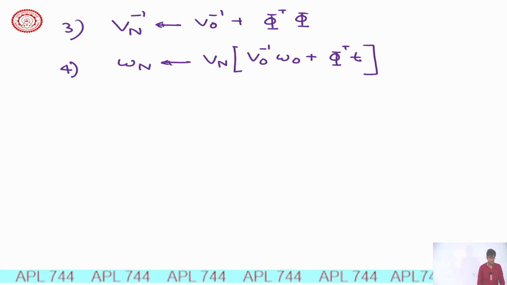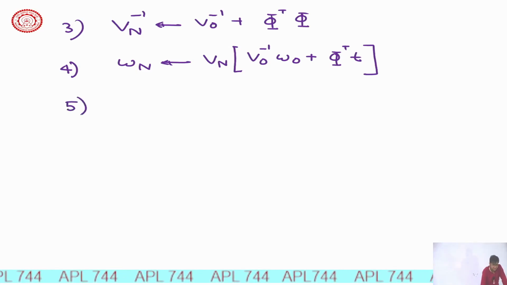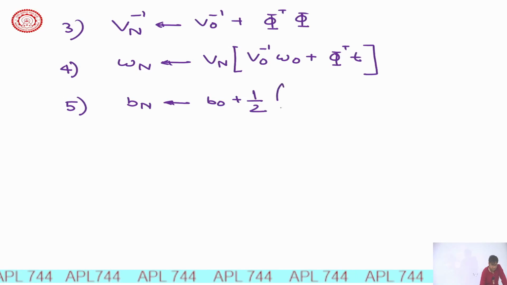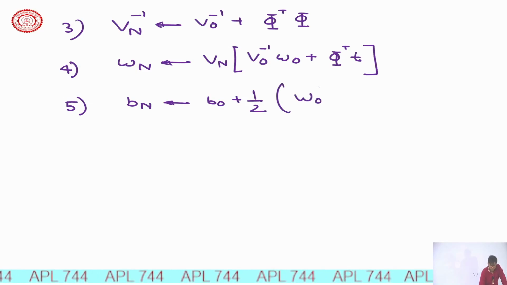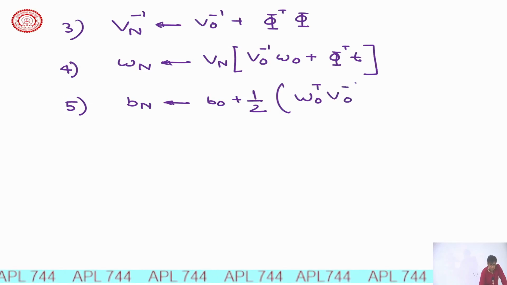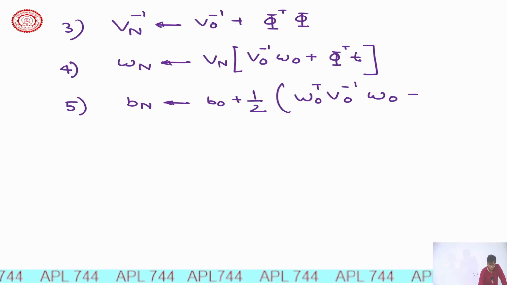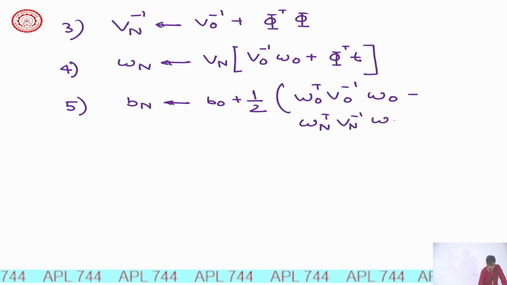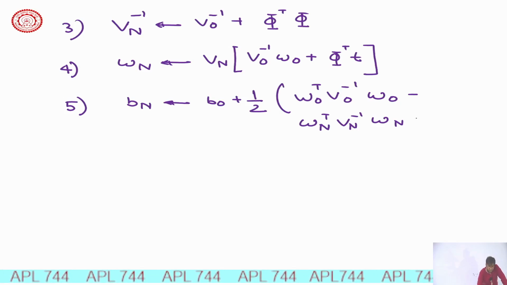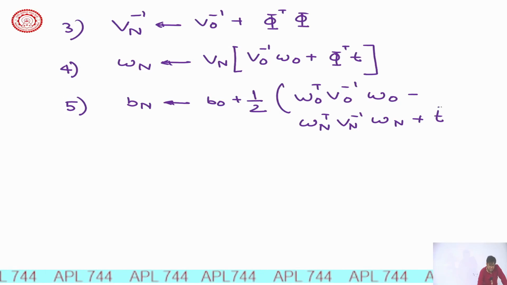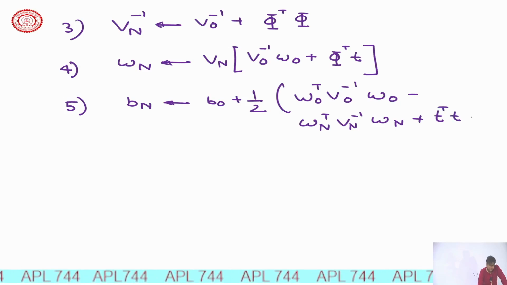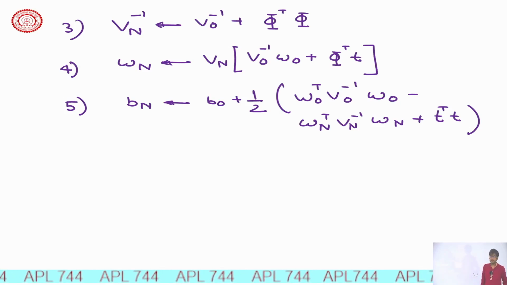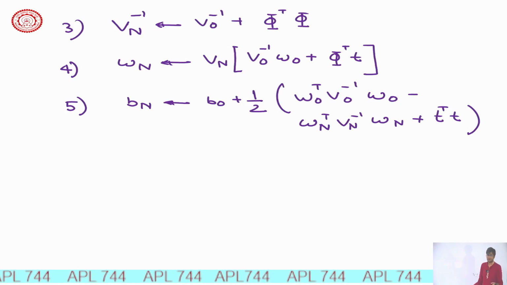Okay. And last but not the least, Bn will be equal to B naught plus 1 by 2 times W naught transpose, V naught inverse, W naught, all known to you, minus Wn transpose Vn inverse Wn, which you have already computed, plus T transpose T, known to you. That's all, right? B naught is outside. And that's it. And you will return these 4 quantities.